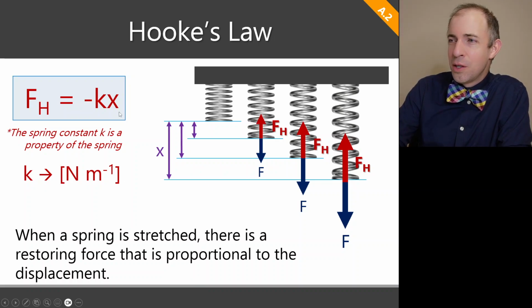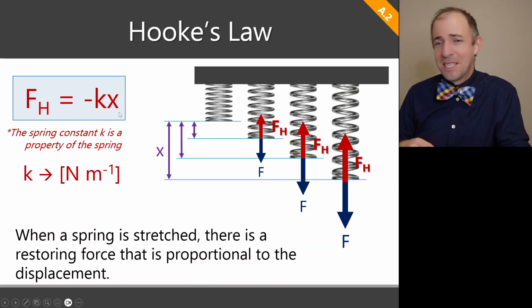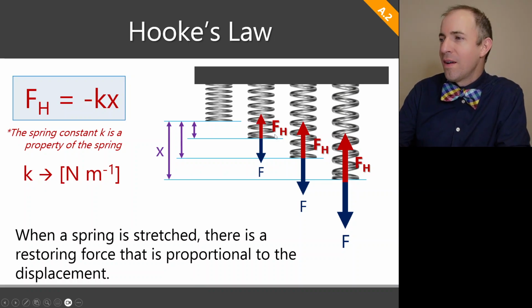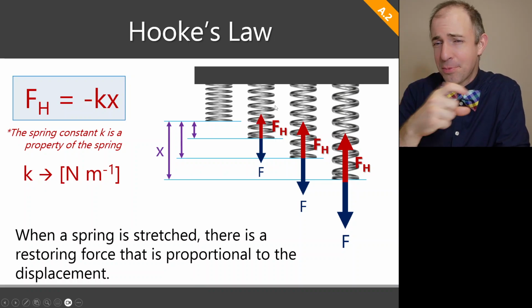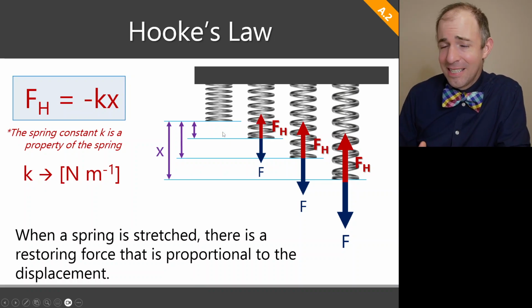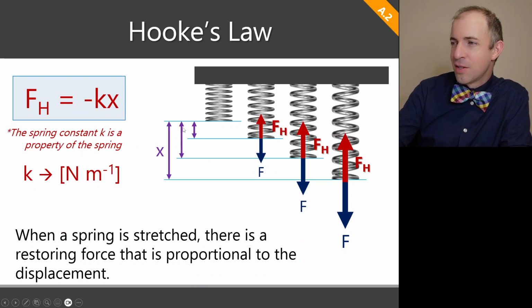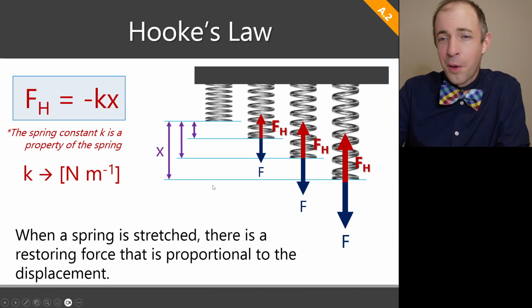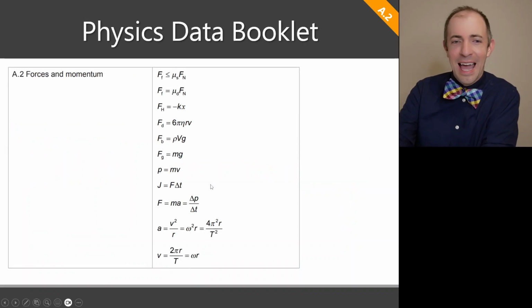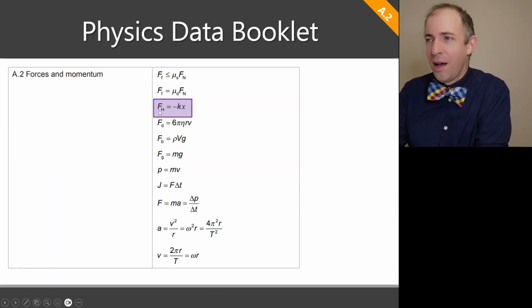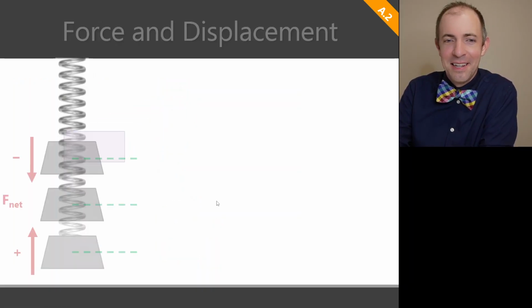x is known as the extension or displacement of the spring. It's how much it is stretched. So we are not going to measure the total length of the spring or the rubber band. We are going to measure how much different it is from its resting or equilibrium position. So notice that this is always referencing that resting spring. That is what we are going to reference when we're calculating F or calculating x. This equation is in A2 as well. F_H is equal to minus kx.